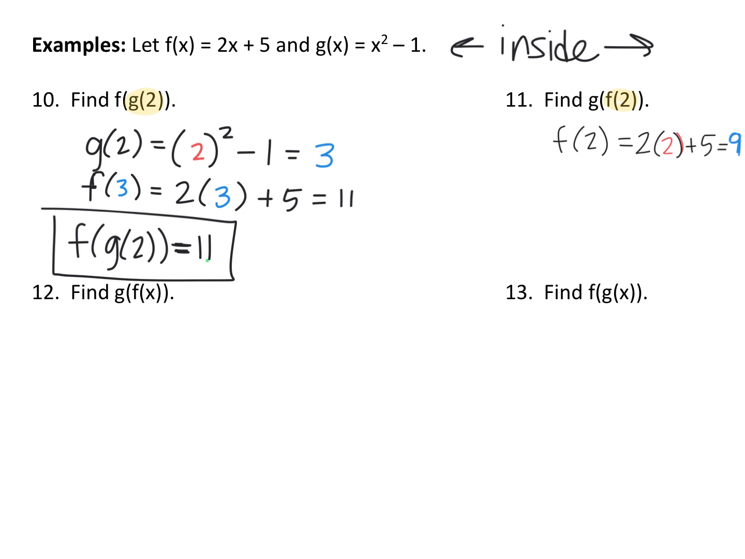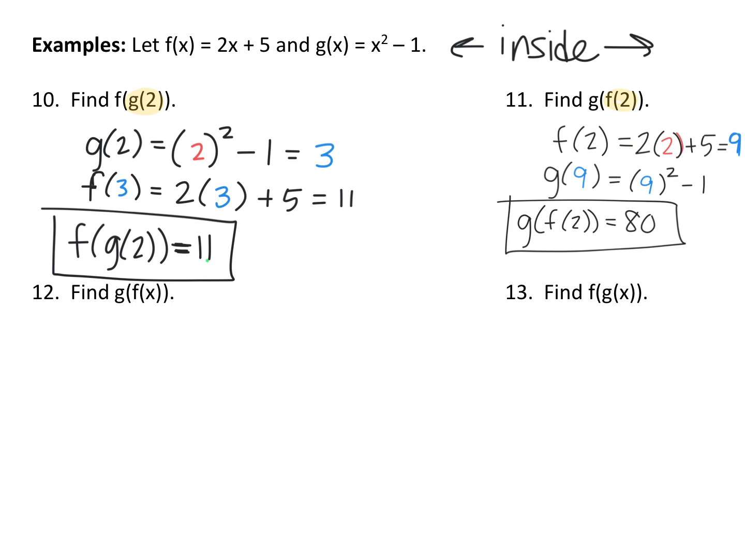That's my answer to f of 2, and now what do I do with 9? Where do I put it? Into g. So now what's g of 9? If g is x squared minus 1, then I am doing 9 squared minus 1. Okay, we're good at this. What's 9 squared? 81. 81 minus 1. 80. So g of f of 2 is not 8, but 80.